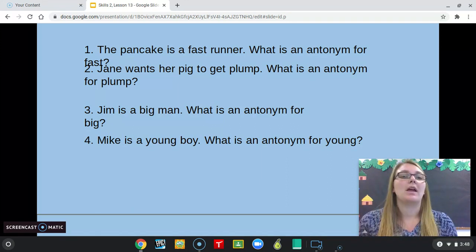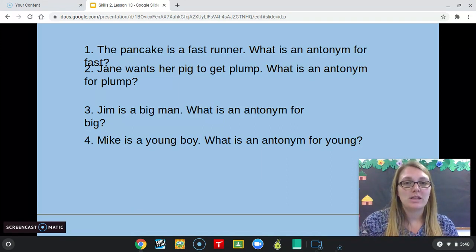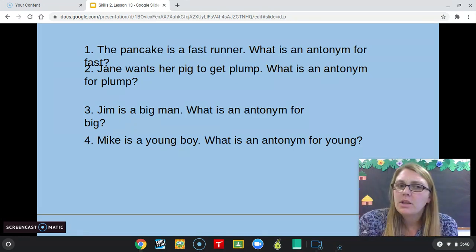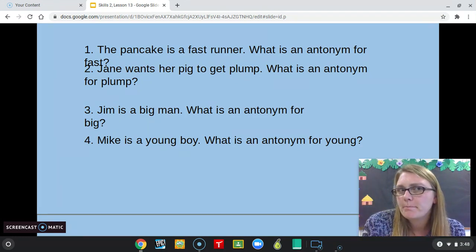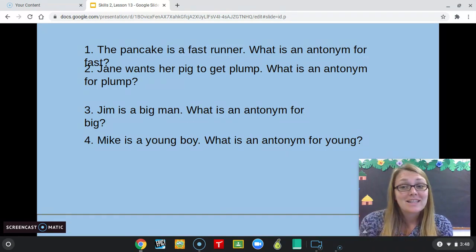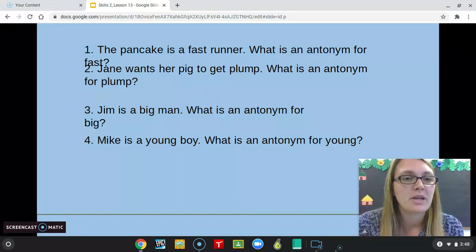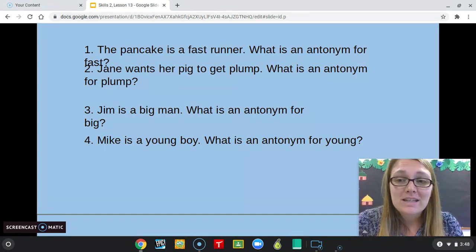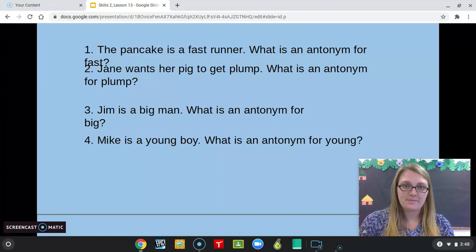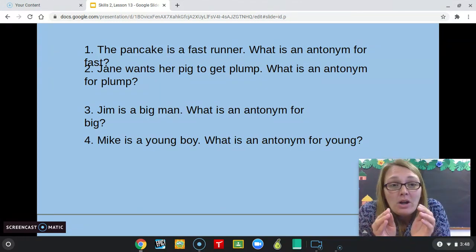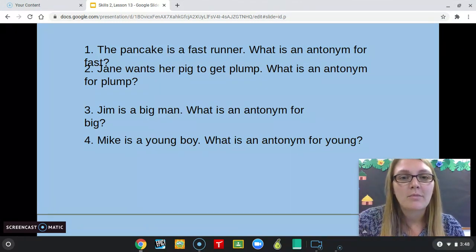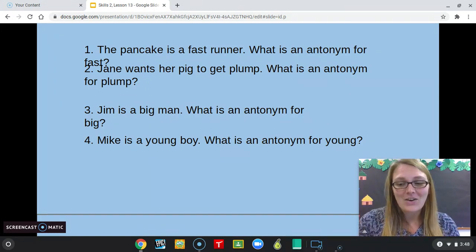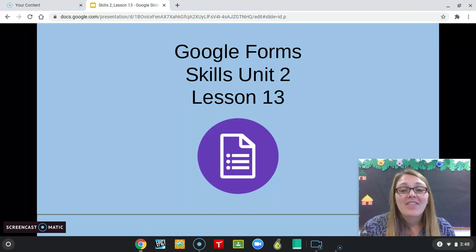Slow. Okay. Number 2, Jane wants her pig to get plump. Remember, she wanted the big plump pig. What's an antonym for plump? Maybe small, skinny, right? Number 3, Jim is a big man. He's big. What is an antonym for big? Small. And Mike is a young boy. Number 4, what is an antonym for young? Good. Old. Okay, that's the end of our lesson.